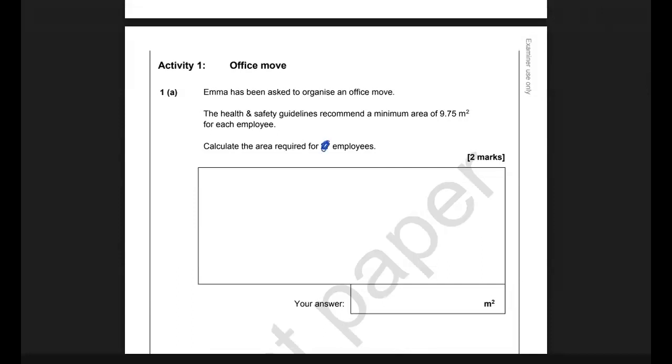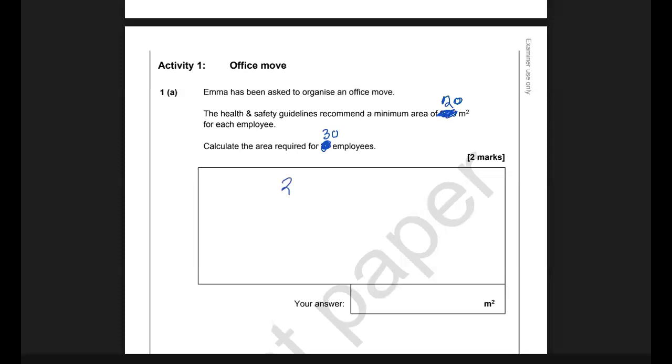So this one is for 30 employees. And I will put this one to be 20 meters squared here. And you have a go on that. So 20 times 30. So who got 600 here? Who got 600? Yeah. Okay. Good. Thank you.